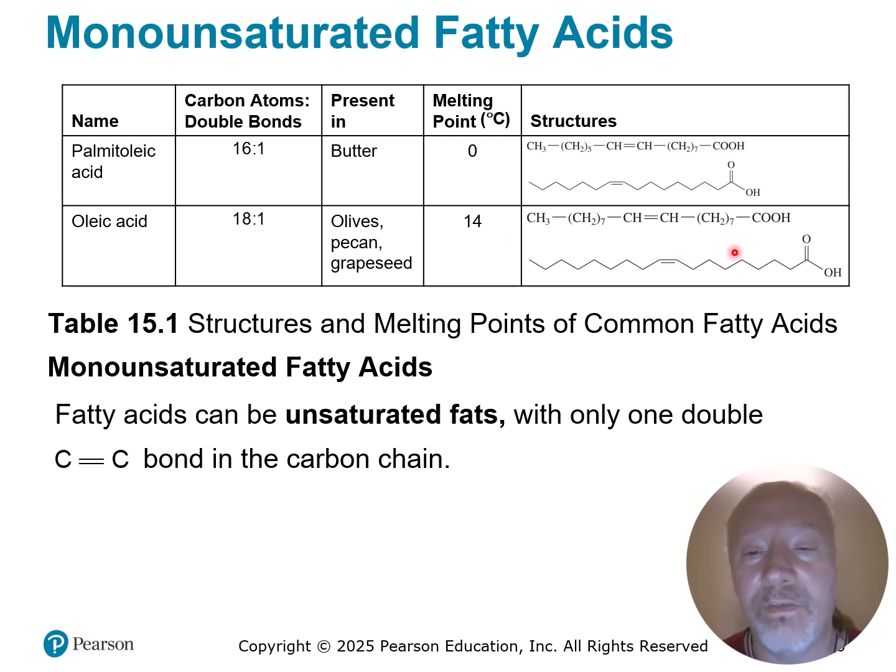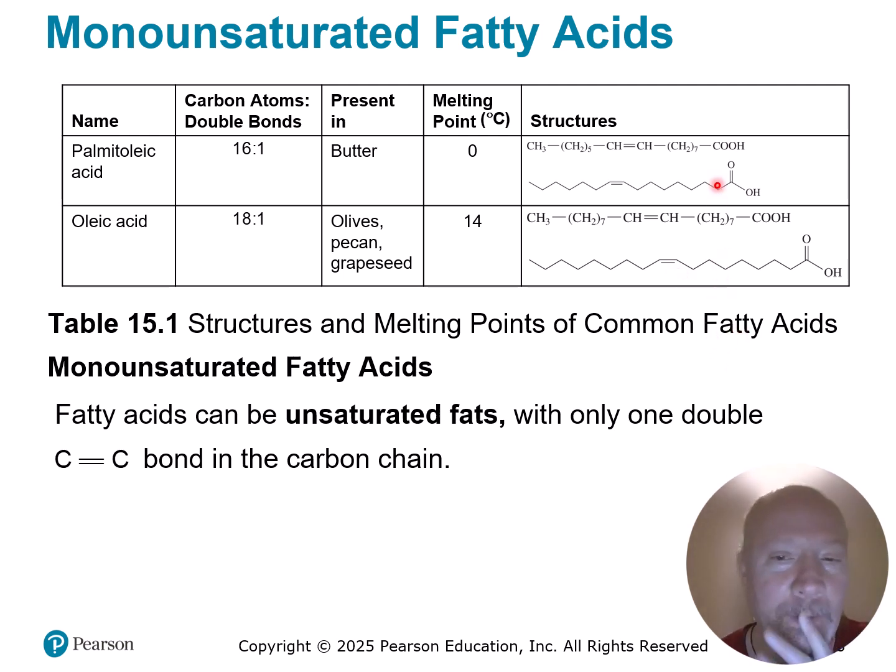This unsaturated fatty acid is below room temperature, so it's probably liquid if you're at 23 degrees Celsius. And of course, palmitoleic acid will be a liquid because its melting point is 0, at room temperature being 23 degrees Celsius. So fatty acids can be unsaturated with only one double bond, but you don't just have to have one double bond, you can have more.